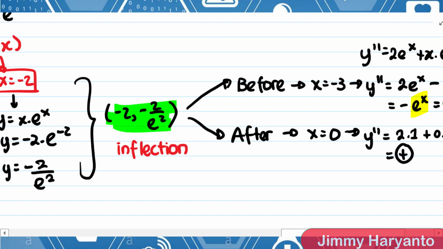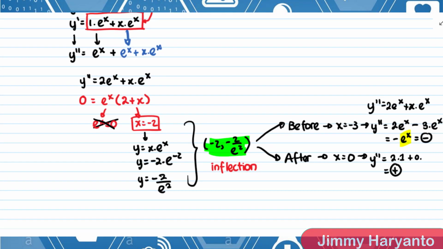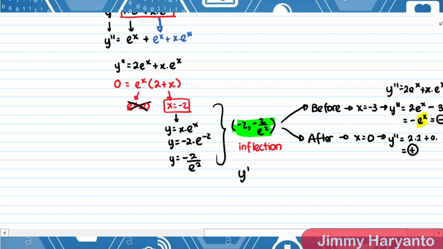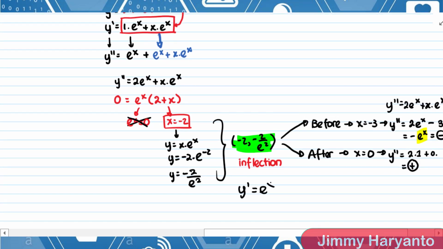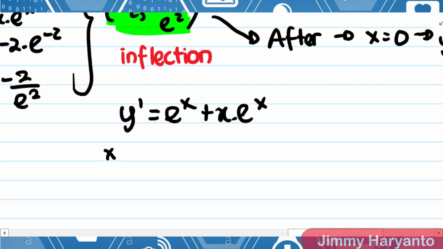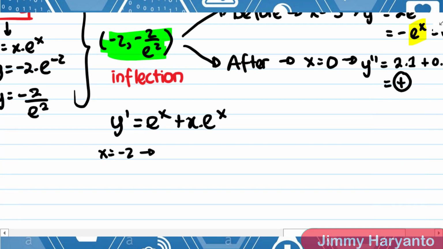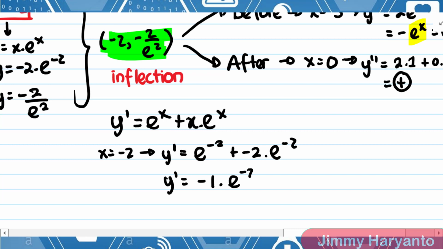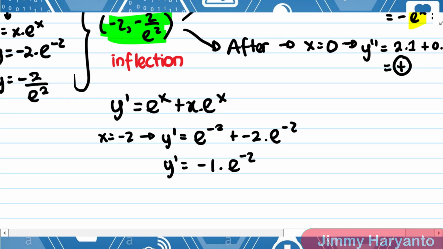Next thing is to find the gradient. Y accent equals e to the power of x plus x times e to the power of x. Okay, so when x equals negative 2, the value of the y accent will be e to the power of negative 2 plus negative 2 times e to the power of negative 2. The y accent will be negative 1 times e to the power of negative 2. I do the addition first, and then after that I can rewrite it like this.